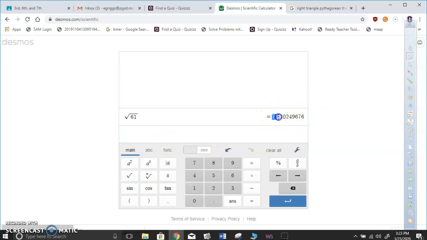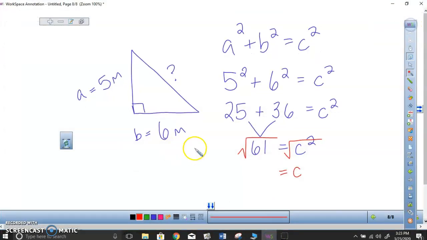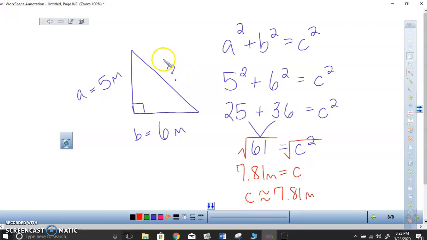So let's say I'm going to round to the nearest hundredth, so that would be 7.81. So when I go back here, I know that c equals 7.81 meters. And really this is an estimation or approximation, so I can use the squiggly equal sign, which means about 7.81 meters. Now I've found this missing length.